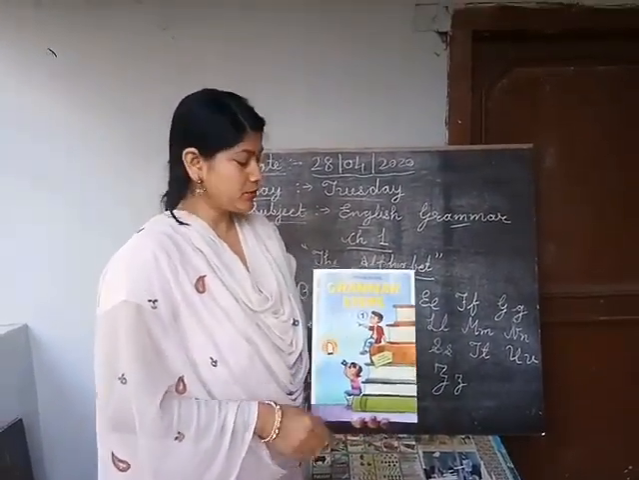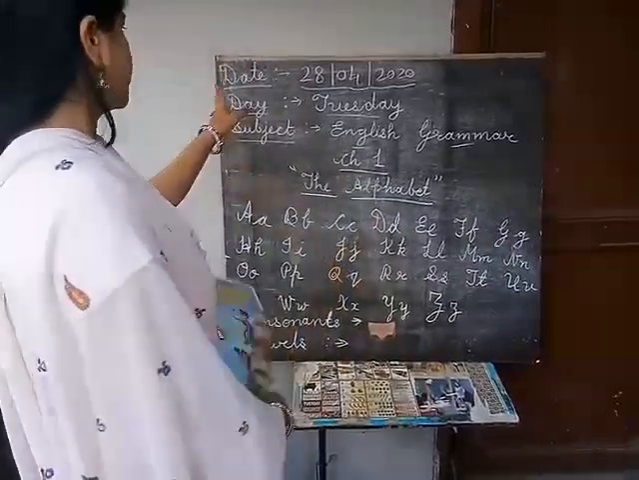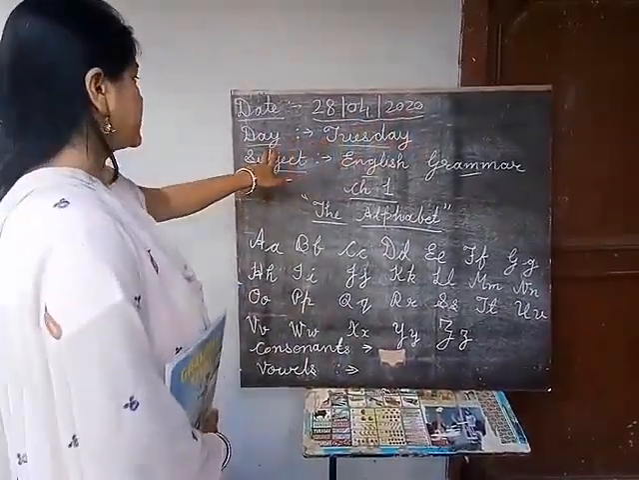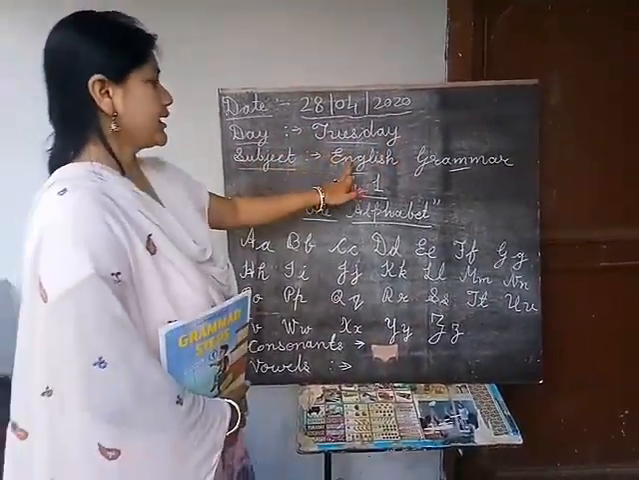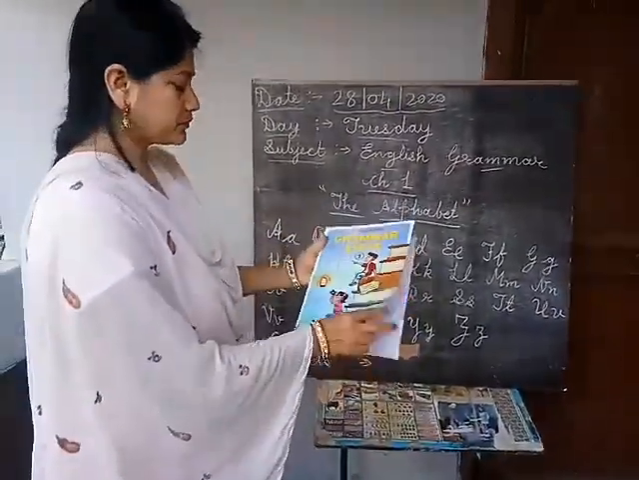So today we are going to start grammar step 1. Today's date is 28th April 2020. The day is Tuesday. The subject is English grammar. Chapter 1, the alphabet.